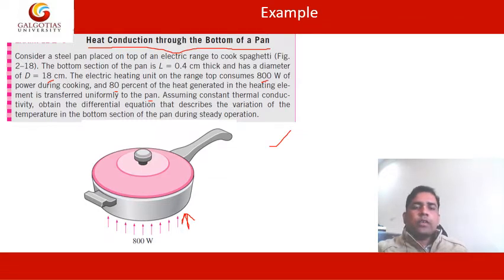Assume constant thermal conductivity, and obtain the differential equation that describes the variation of temperature in the bottom section of the pan during steady operation. So this is the problem that we have to go through, and we will see how the problem is solved.